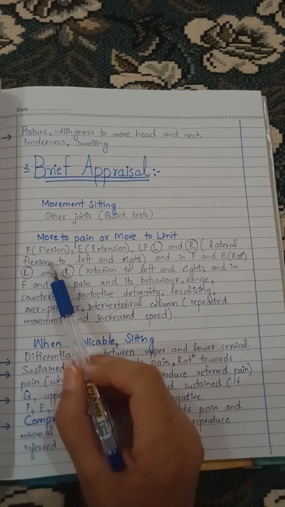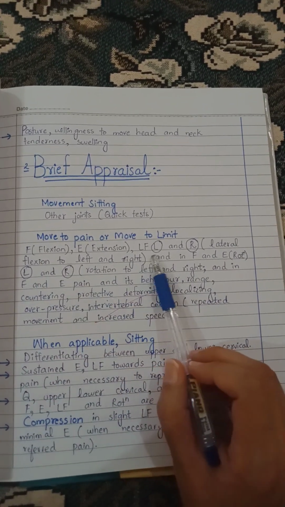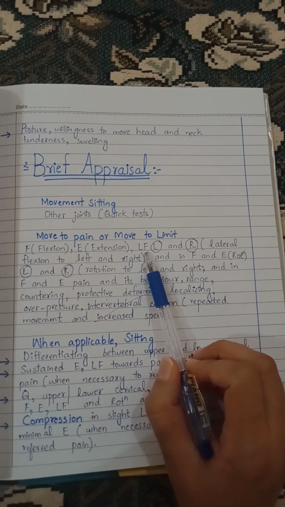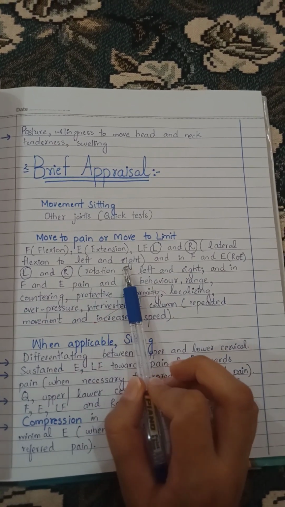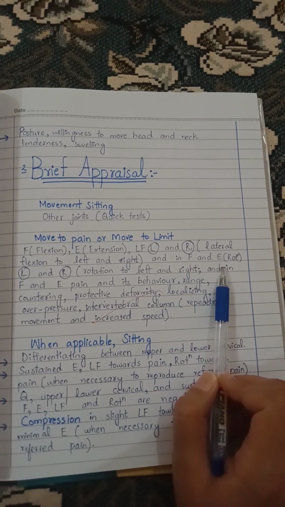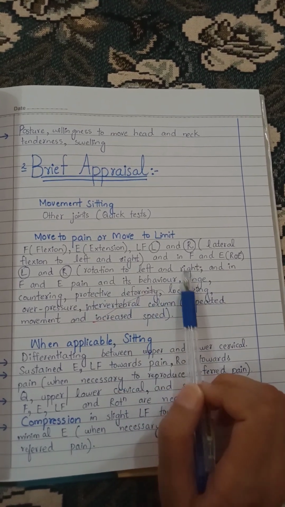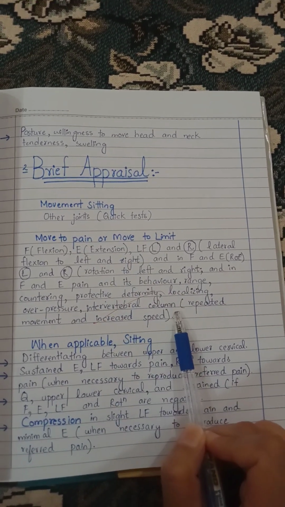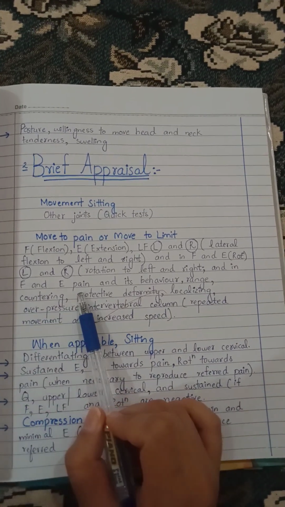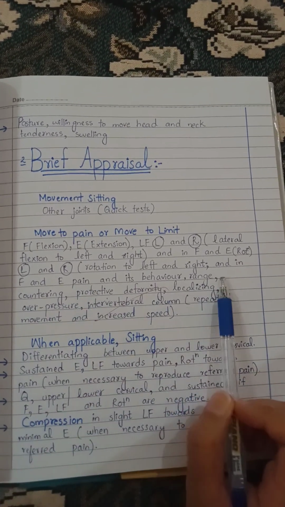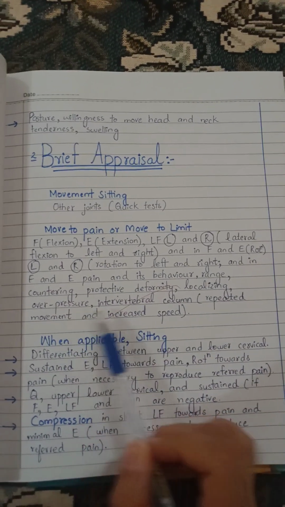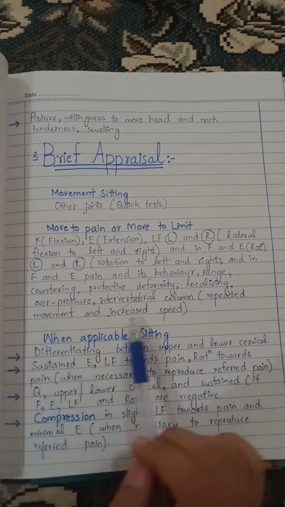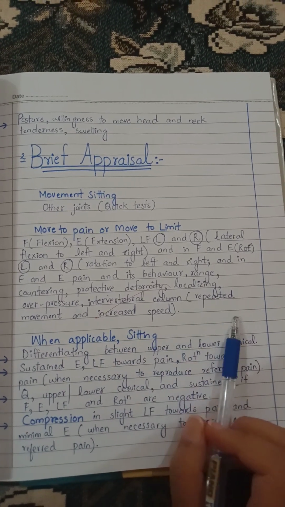That means F flexion, E extension, lateral flexion to the right and left, and rotation to left and right. All these movements are performed. In F and E, we check pain and its behavior, range, countering, protective deformity, localizing, overpressure, intervertebral column, repeated movement and increased speed. All of these things are checked.